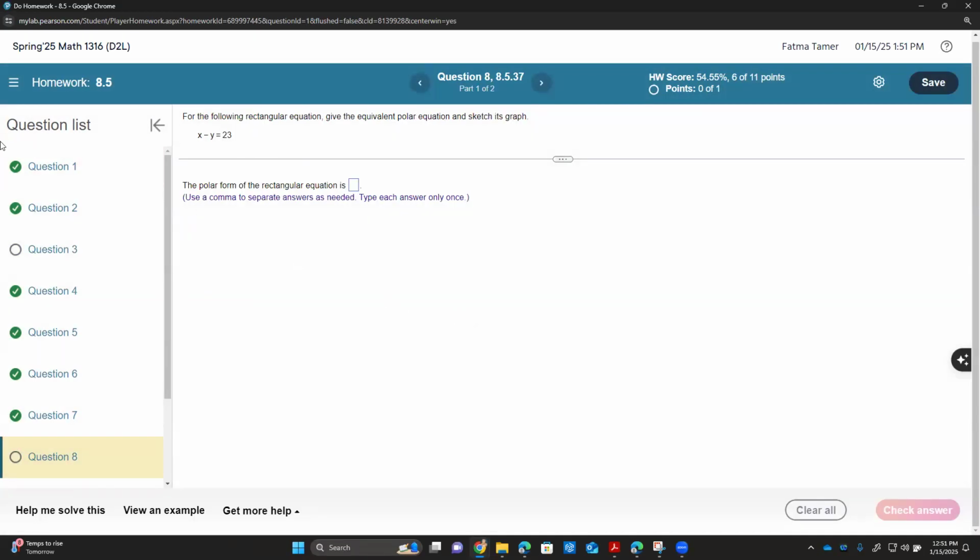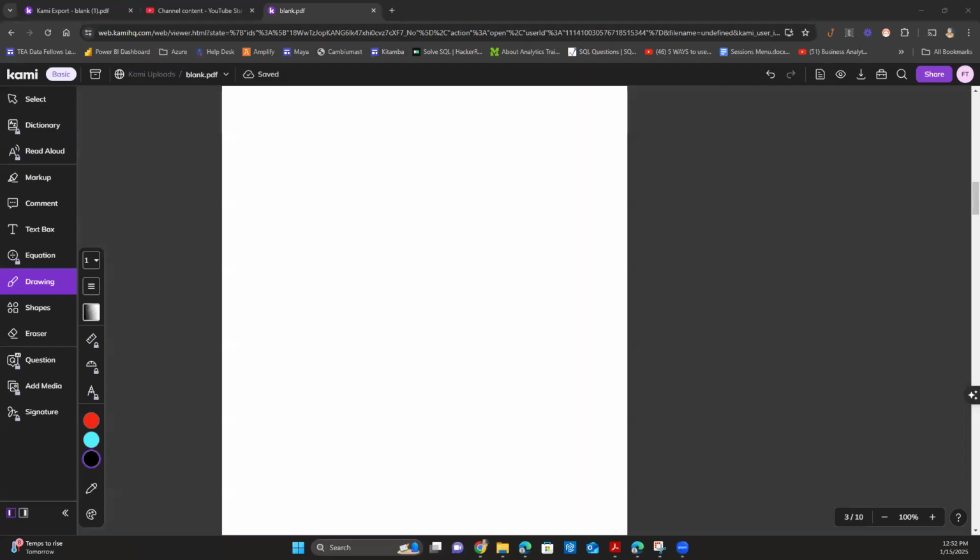For question 8 now, we are actually going to need some space to show work here. We have this rectangular equation, x minus y is equal to 23. We're going to convert this rectangular equation to a polar equation, and we're going to sketch its graph. So this question comes in parts. First, I have to change this rectangular equation to polar form. Polar form means x and y have to disappear, and I need to get the whole equation in terms of r and theta. So let's share our blank page for this and write down the question.